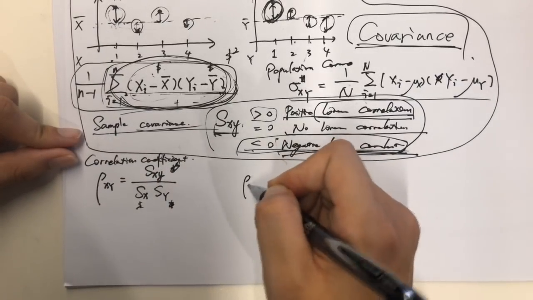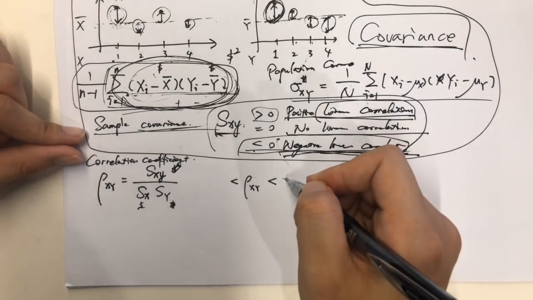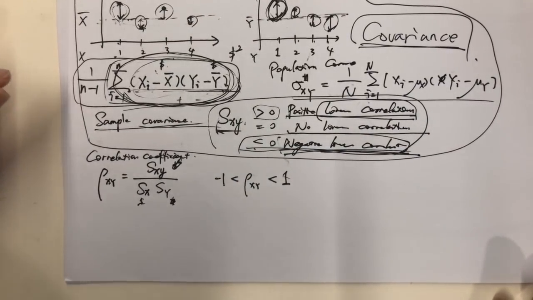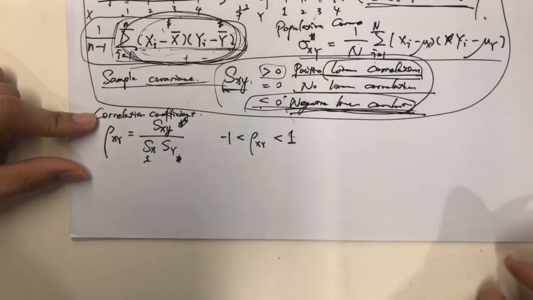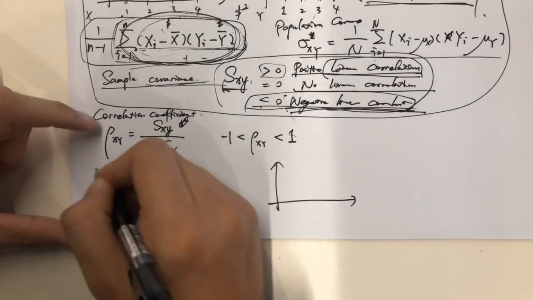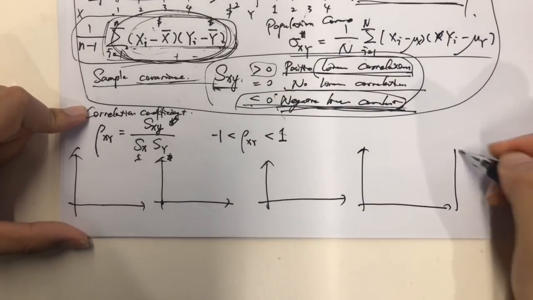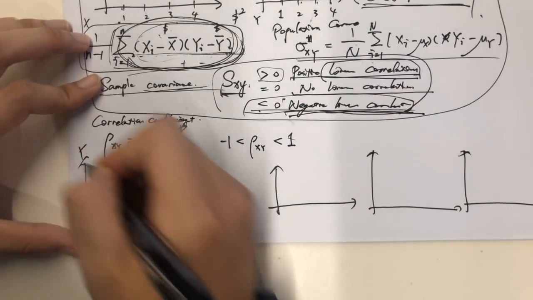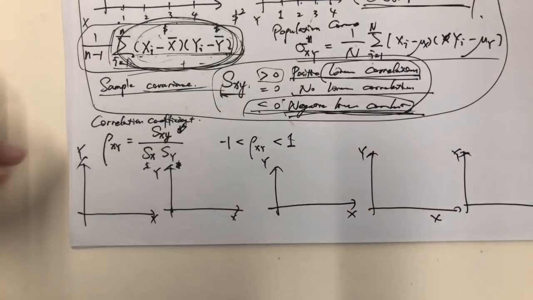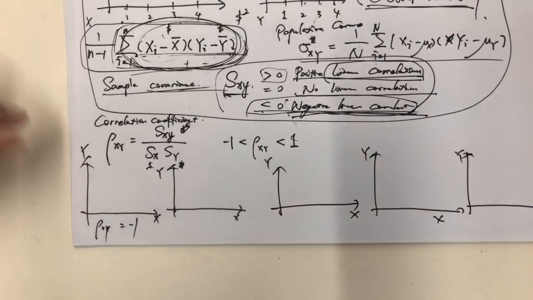And in this way, for rho XY, we finally get a correlation coefficient nicely ranging from -1 to 1. So all you need to know about the correlation coefficient is, under each scenario, what does the relationship between X and Y look like? Okay, so I'm going to draw a few diagrams showing you the relationship between X and Y. Now, first of all, if rho XY equals -1, what do you expect?